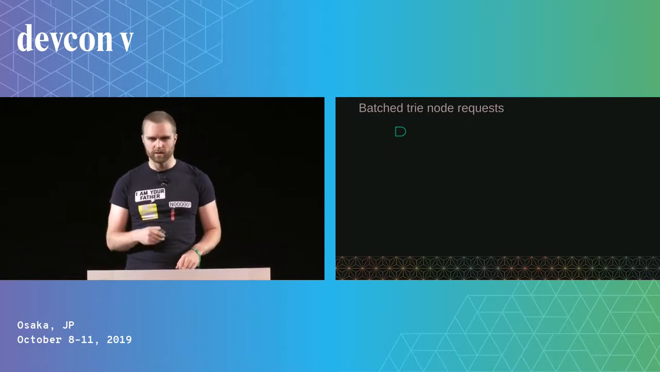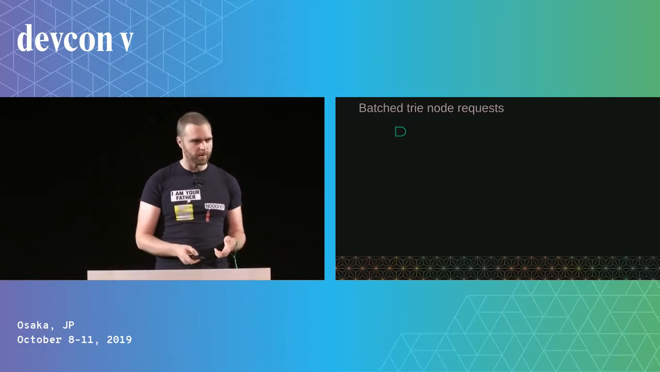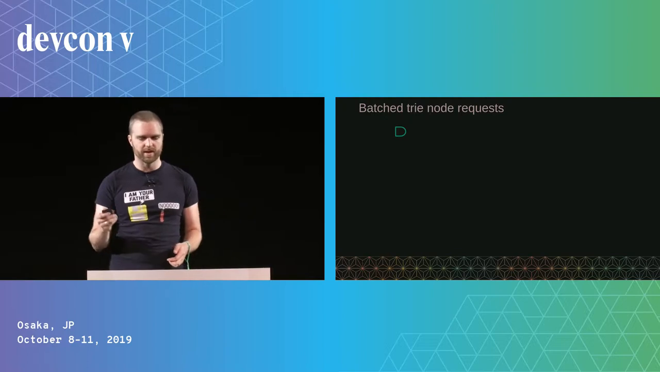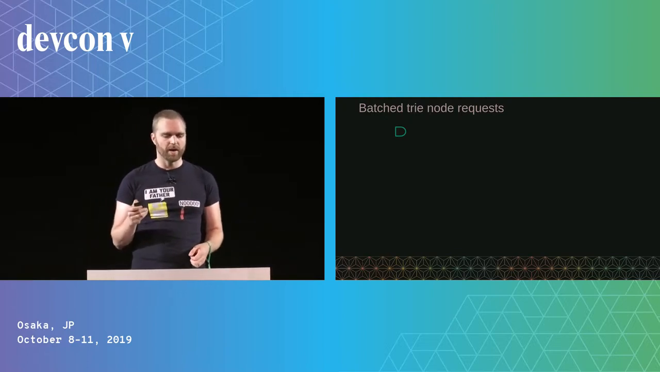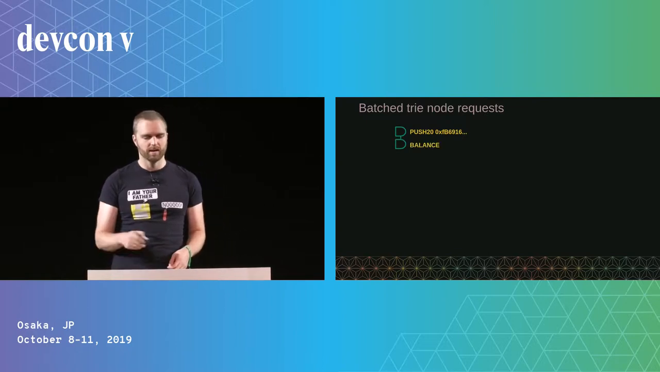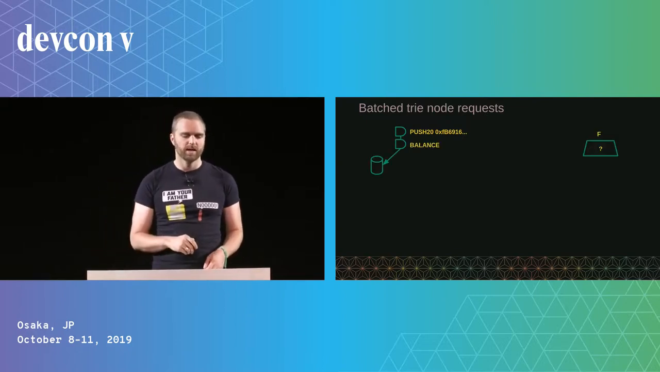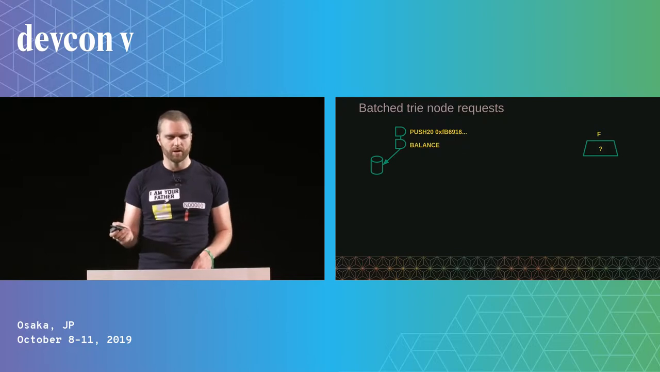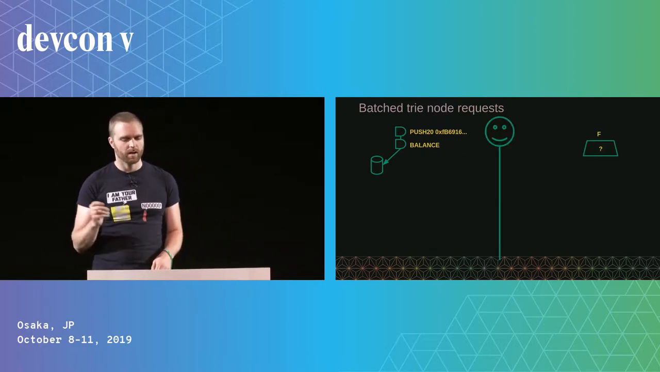So a quick look, this is going to look very similar to the past one, so we'll go through a little bit faster of what that might look like. So push an address onto the stack, ask for its balance, hit the empty state database, all we know is the root hash, find a peer to help us out.